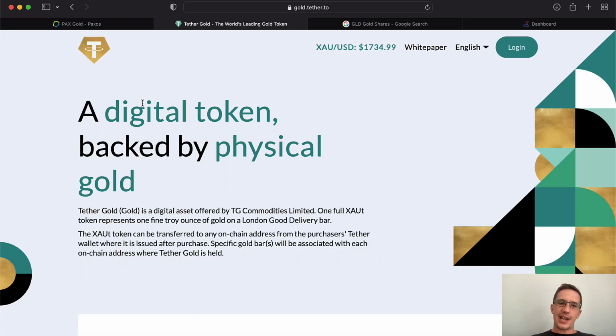But there's also Tether Gold, backed by physical gold. I did see a funny comment on YouTube saying, since when was Tether even backed by US dollars? Do you remember that? I don't. But it kind of cracked me up.